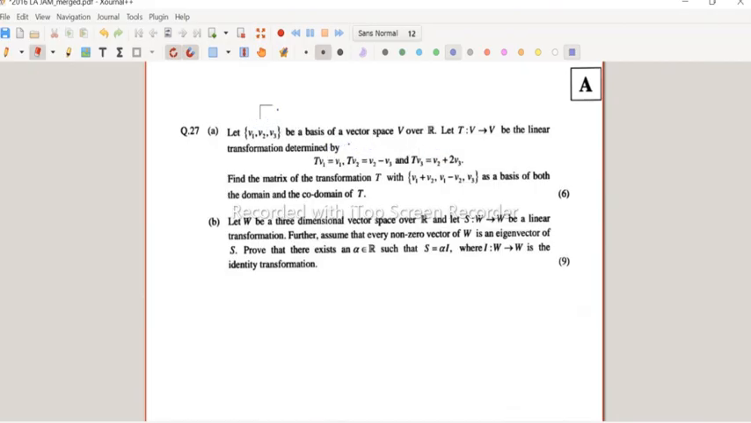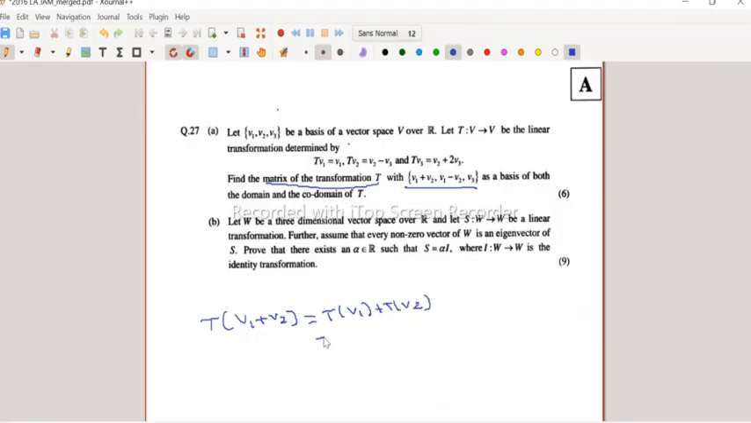So already they defined what T of V1, T of V2, T of V3 are. Now we have to find the matrix of the linear transformation with respect to this basis. First we have to find T of the first basis element, V1 plus V2. Since T is a linear transformation, this is T of V1 plus T of V2.